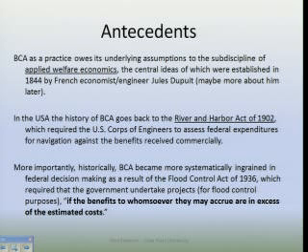We're still in the first years of the Roosevelt administration, and in the Roosevelt administration, the government has been engaging in an array of public works programs: the Works Projects Administration, the CCC, the Civilian Conservation Corps, and most notably, the Tennessee Valley Authority. And so, the Flood Control Act of 1936 required that the government undertake projects for flood control purposes, and this is where the TVA, the Tennessee Valley Authority, if the benefits to whomsoever they may accrue are in excess of the estimated cost.